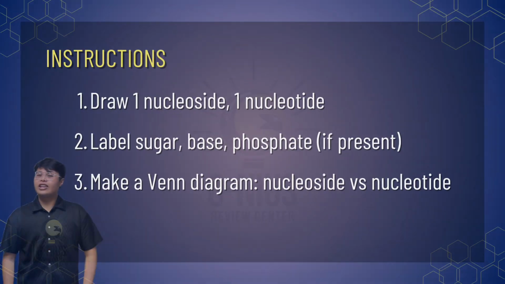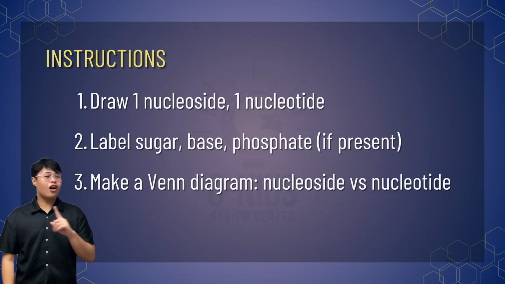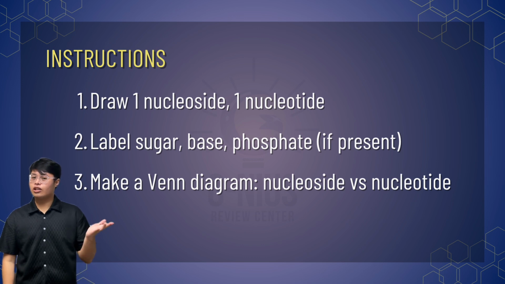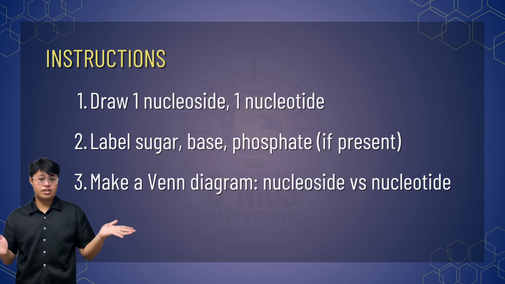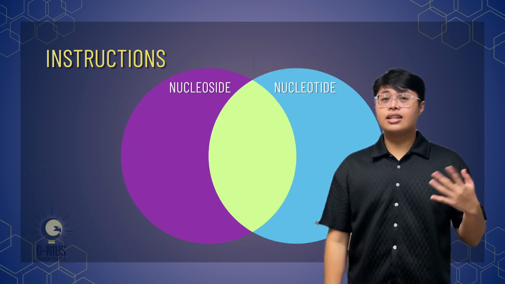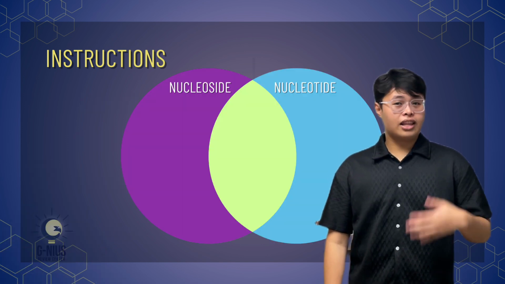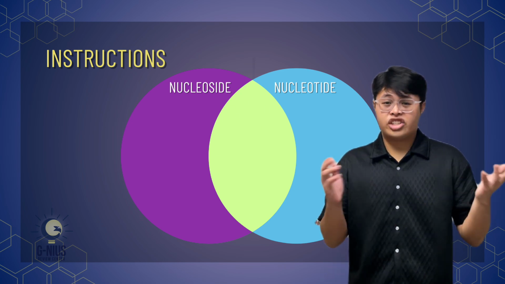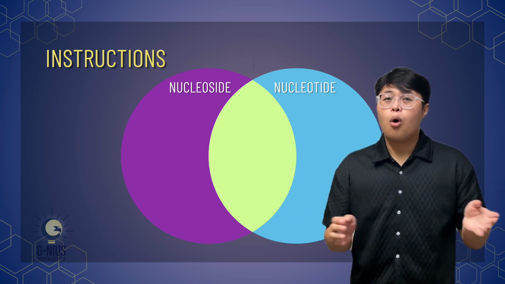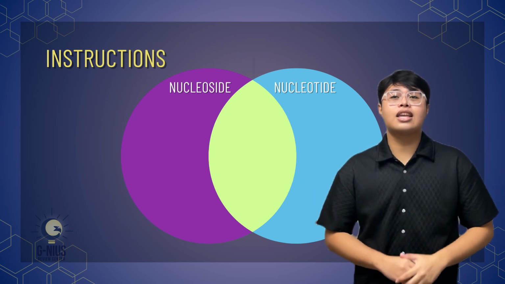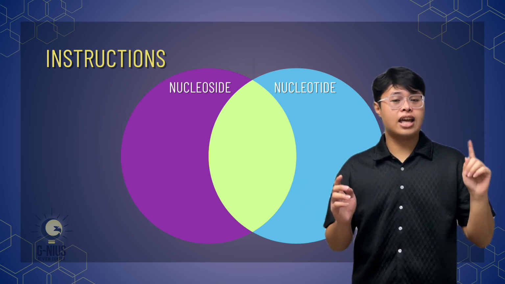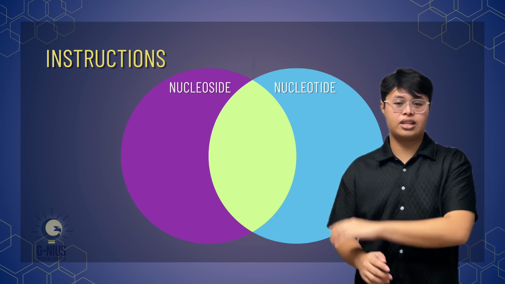Now, it's your turn to show what you've learned. On any paper or your notebook, draw a nucleoside and a nucleotide. Label the sugar, base, and phosphate if it's there. Then, make a simple comparison diagram, like a Venn or table. What do they share? What's different? What's their role in DNA or RNA? This short task activates your memory and helps reinforce the key differences.